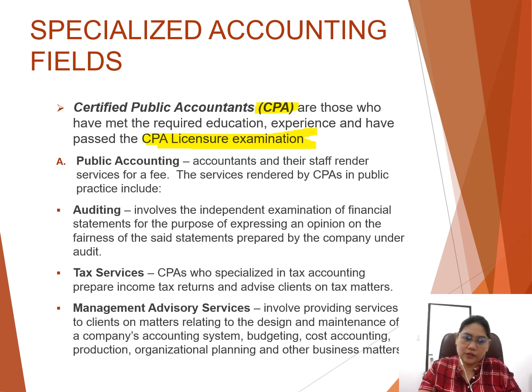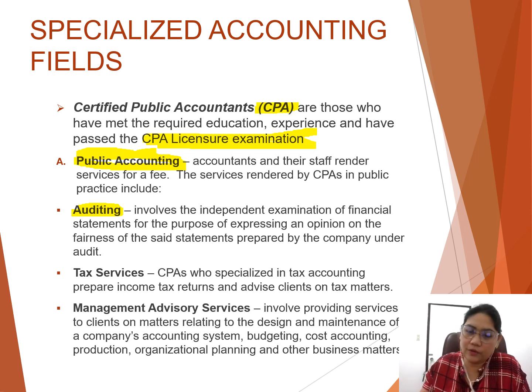So, the first specialized field is what we call public accounting. So, ano ba ang public accounting? So, these are the accountants and their staff that render services for a fee. Anong example nitong public accounting? Yung una ay auditing. When we say auditing, ine-examine ng mga independent accountants or auditors ang financial statement and then mag-e-express sila ng opinion regarding the fairness of that financial statements. Parang sasabihin nila na itong financial statements na ito ay free from material errors. So, hindi sinasabi na free from errors 100% because we cannot say that. It is only an expression of opinion saying that the financial statement is free from material error. When we say material error, these are errors that can affect the decisions of the user of that information.